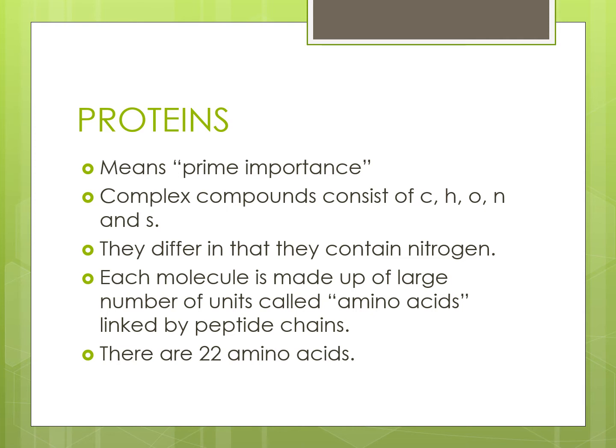Proteins differ from carbohydrates and fats in that they contain nitrogen. This usually amounts to about 16%. Protein constitutes about 20% of the body weight in an adult. Each molecule is made up of a large number of units called amino acids which are linked by peptide chains. There are around 22 amino acids.